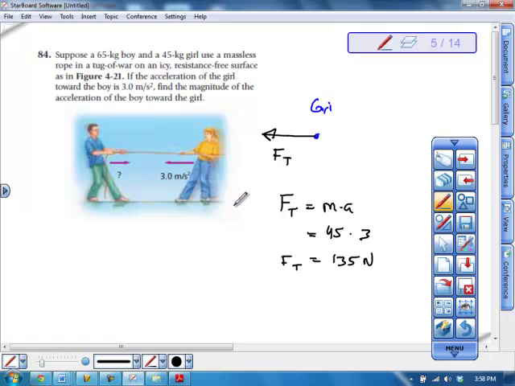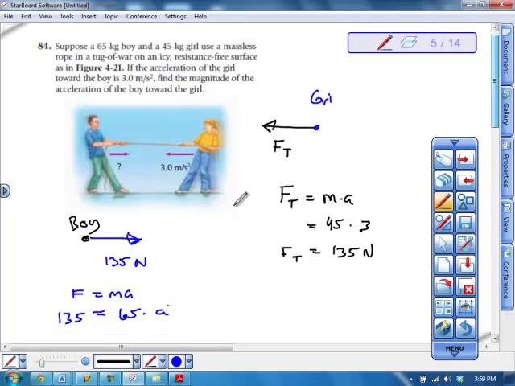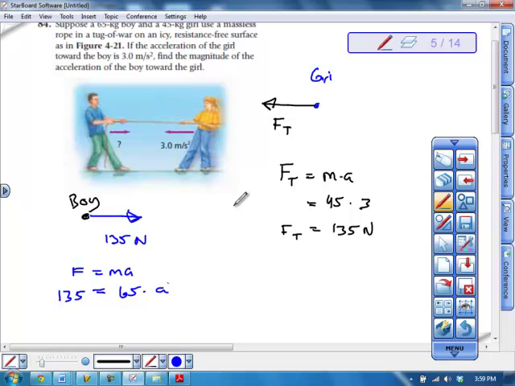Now, for every force there's an equal and opposite force, so if we look at the boy now, there's only one force pulling on the boy, and that's the same force. That's 135 newtons just going in the other direction. That's Newton's third law. So F equals ma for the boy now reveals that the force that's pulling on the boy is 135, the mass of the boy is 65. We can find his acceleration towards the girl. It should be less than her acceleration of 3. If we divide both sides by 65, we get 2.1-ish. So about 2.1 meters per second squared for the acceleration of the boy.